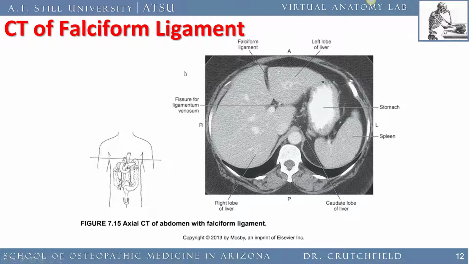So CT scan of our falciform ligament. Remember, this is the ligament that joins the liver to the undersurface of the abdominal wall. Here's the stomach, and the reason it's white is it has oral contrast in it. That could be barium, but it probably is a substance called gastrografin. Barium is a better contrast agent, but we usually give gastrografin. It's an iodine-containing mixture that gives people diarrhea usually after they have the gastrografin.